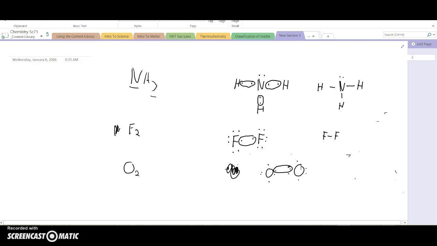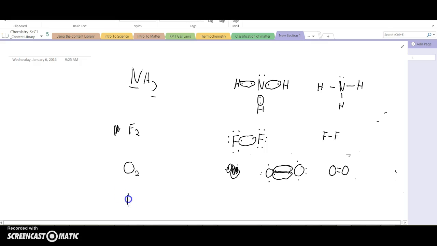But if I count, each one of these oxygen atoms has only 1, 2, 3, 4, 5, 6, 7 valence electrons. They have not satisfied their octet rule. So what they're going to do is share another pair of electrons. And now, when you count, they have 1, 2, 3, 4, 5, 6, 7, 8 valence electrons, because they're sharing 2 pairs of electrons. That results in what we call a double bond. Since they're sharing 2 pairs of electrons, we draw 2 lines between those symbols.